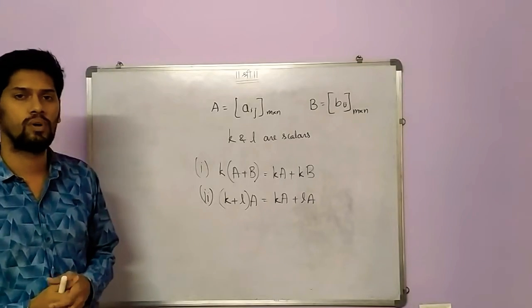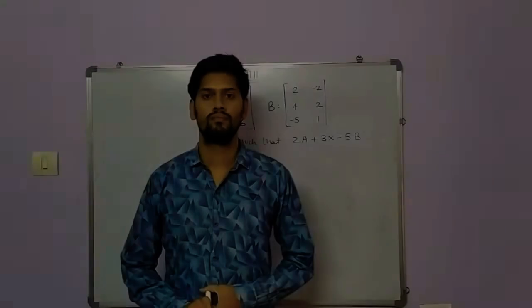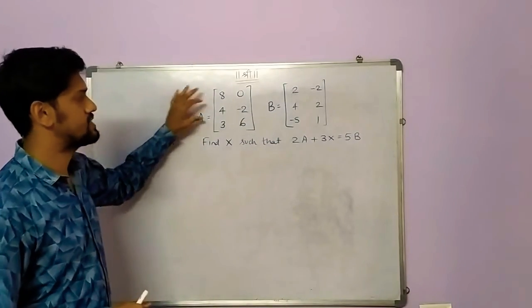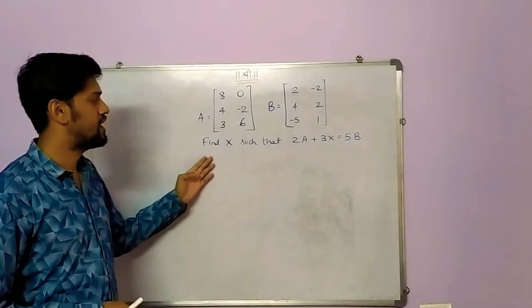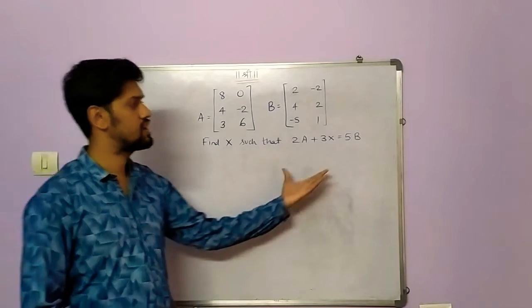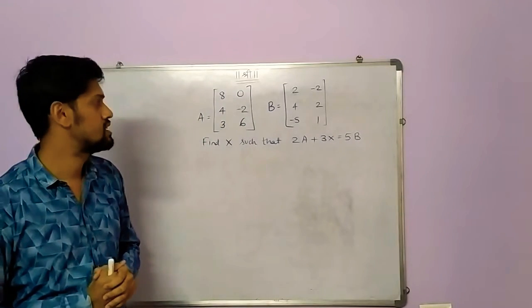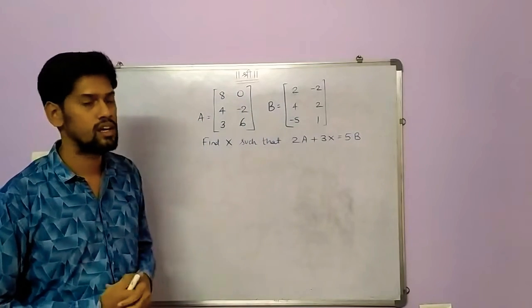Now we will solve a small problem and see how these particular properties apply. So this is the problem that we are going to solve. A matrix A and B is given. Both are of the order 3 by 2. And you have to find X such that this particular equation is given. We have to find matrix X based on these matrices that are given.